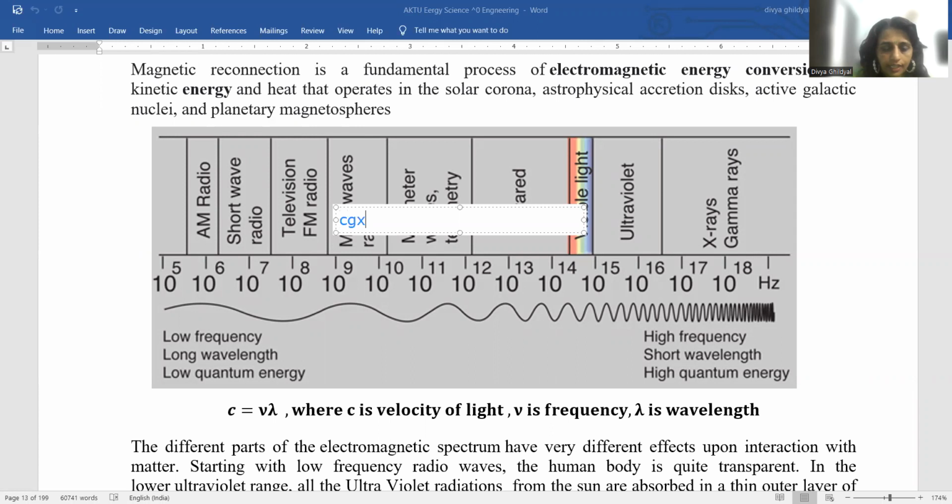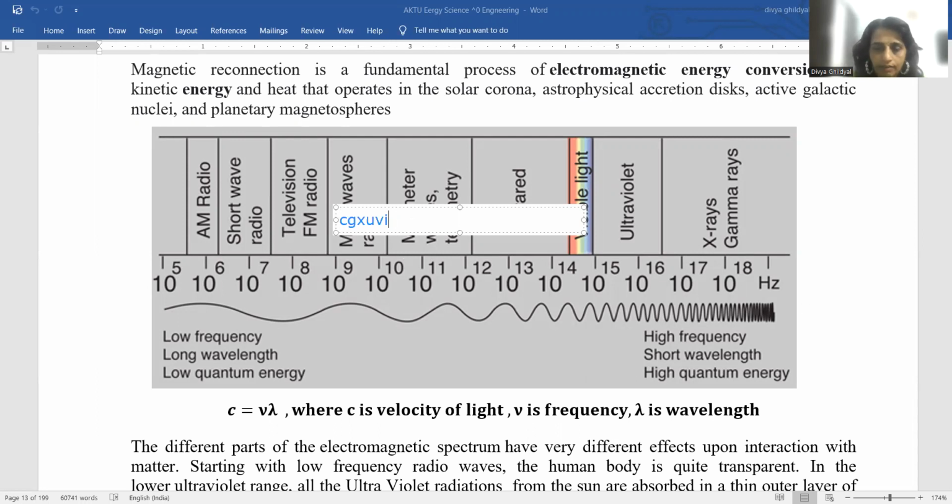C, G, X, U, V, I, R. Cosmic ray, gamma ray, X-ray, ultraviolet, visible, infrared, and radio waves. Here you can see that they are going from the lower frequency. Obviously, V is equal to F into lambda. I have given this formula here. So the relationship between frequency and wavelength is inverse. So lower frequency to higher frequency, then long wavelength to short wavelength, low quantum energy to higher quantum energy.